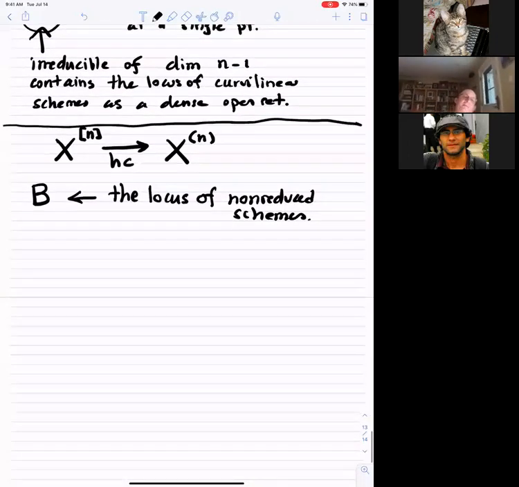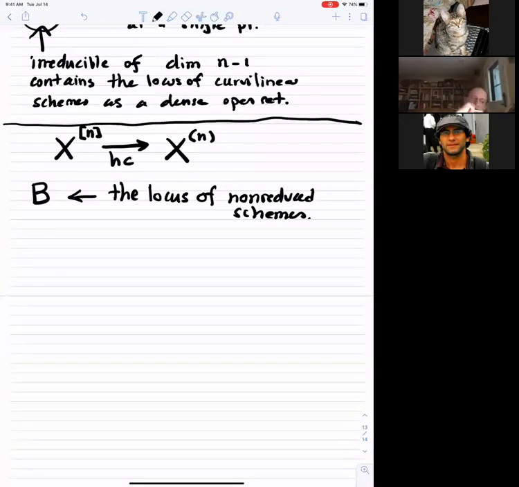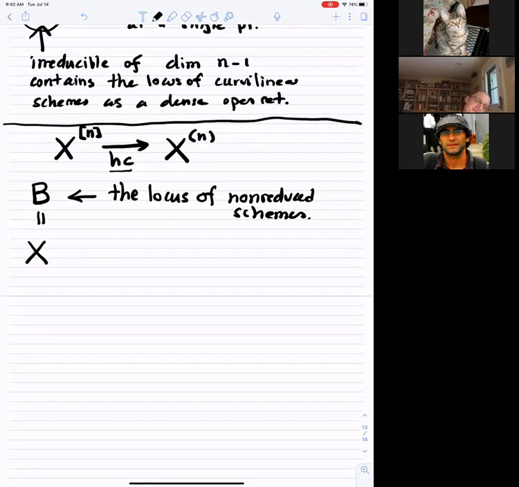All right, so let me get back to what I was telling you. Here we have the Hilbert scheme, here we have the symmetric product and the Hilbert-Chow morphism, right? So we look at the locus B of non-reduced schemes. Another way of thinking about this is that we had the configuration space, and this is the complement of the configuration space, so X^n minus the configuration space. What Briançon's theorem is implying in particular is that B is an irreducible divisor.